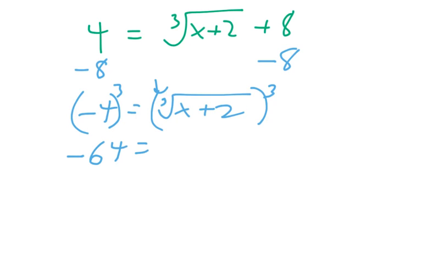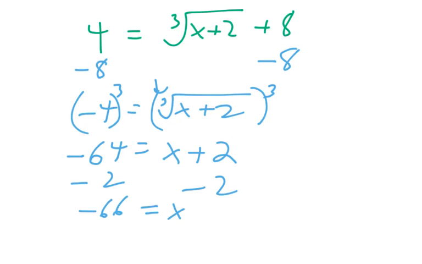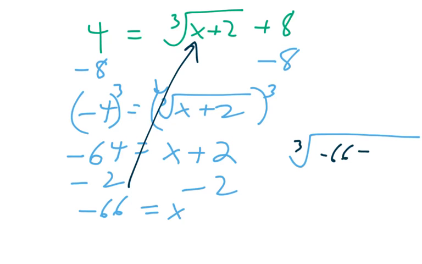Negative 4 cubed turns out to be negative 64. And x cubed cancels out with the cubed root, so we wind up with x plus 2. At this point, we can subtract 2, and we get negative 66 equals x. If we do check this, by plugging negative 66 in there, the cubed root of negative 66 plus 2 plus 8 should turn out to equal 4, and it does.